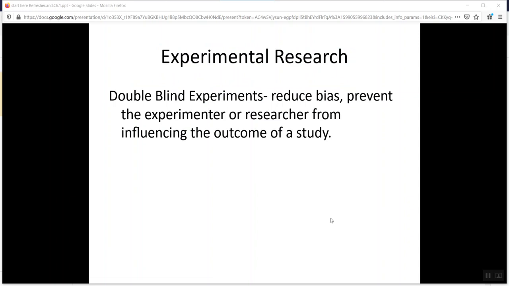Experimental research should also, if possible, be a double-blind experiment. So if I'm testing the effect of aspirin versus a sugar pill and I'm administering that medication, I should not know until the research is concluded who got the aspirin and who got the sugar pill. So that reduces my bias as well.